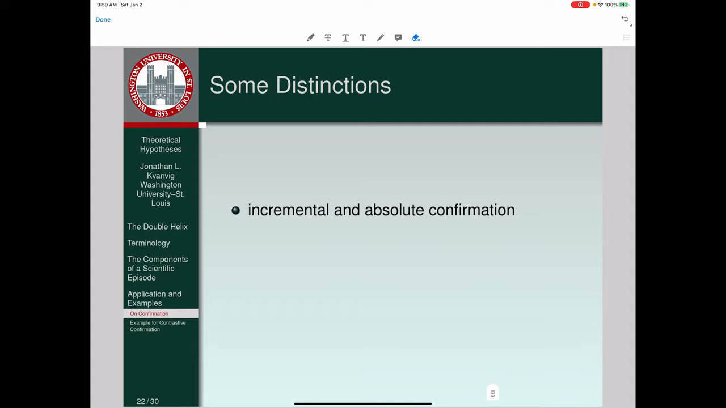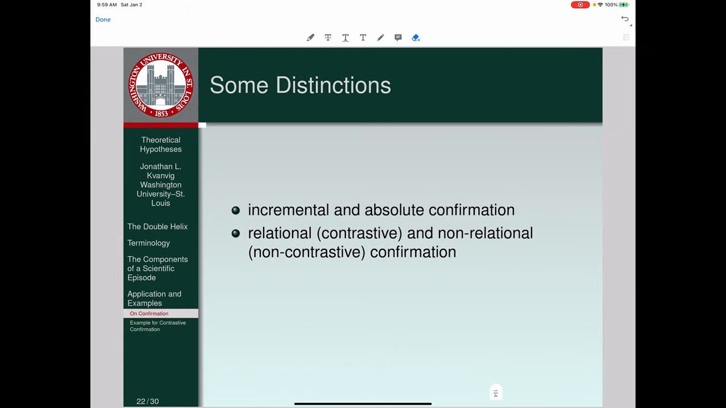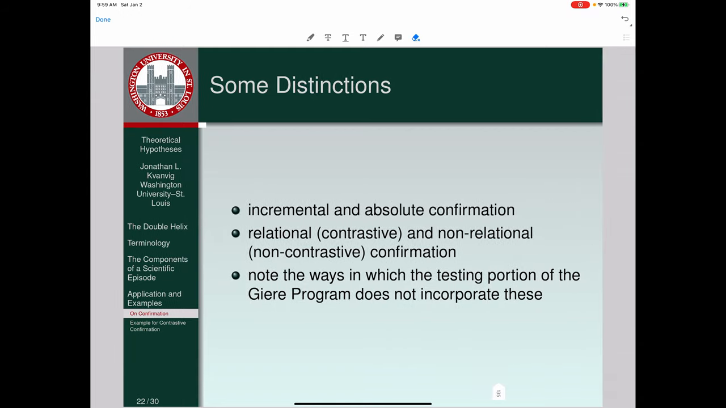What that does is it introduces the idea of contrastive confirmation. So what you have is two different models together with the real world, and you're comparing the data that you've got with respect to each of those models. So you had the greenhouse model and the Lorentz model. And the idea was the evidence that we had was equally fitting for both of the models, so it doesn't give you evidence for the greenhouse model over the Lorentz model. So we've already talked about incremental and absolute confirmation. The second distinction is the distinction between contrastive and non-contrastive confirmation, or the distinction between relational and non-relational.